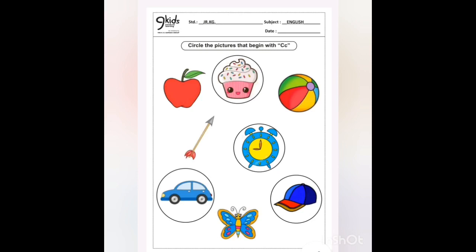Next is the picture of a butterfly. Does the butterfly start with the sound K? No. So we have not circled it. And the last picture is of a cap. Does the cap start with the sound K? Yes. So we have circled it.